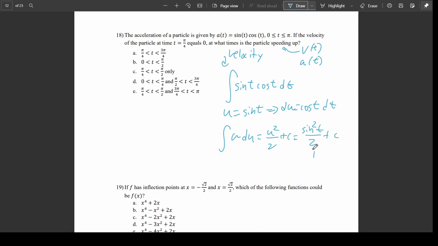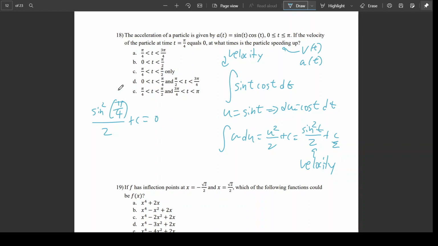So I have this, and now what I can do is I can say, okay, this is my velocity function, right? So I know that the velocity at t equals pi over 4 equals 0. So I'll say that v of pi over 4 equals 0, so I'll plug in pi over 4 into here and set it equal to 0. That'll allow me to solve for c. So sine squared of pi over 4 over 2 plus c equals 0.